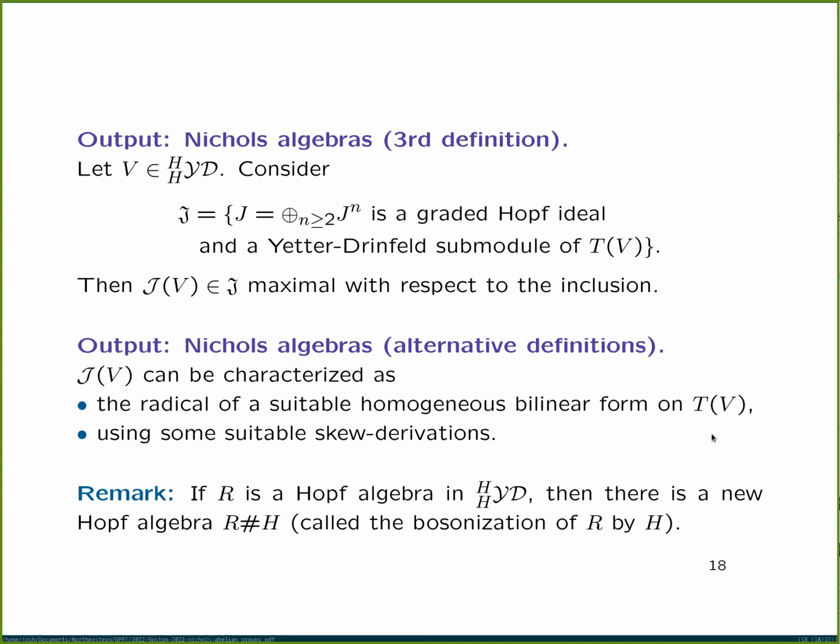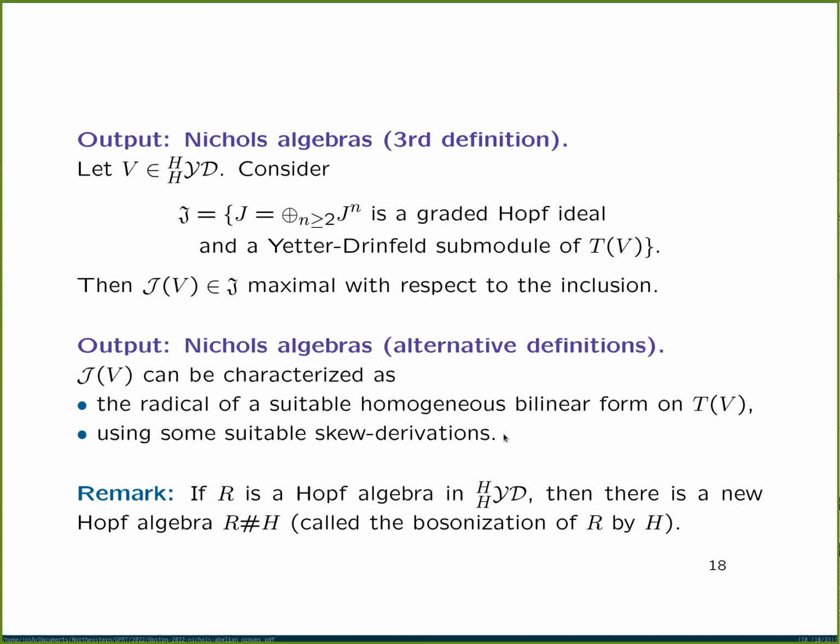There is also a way to work with suitable skew derivations. There are skew derivations on T(V), and to know whether or not an element belongs to this ideal, one decides this with the skew derivations. This is useful in practice. As I will explain later, in practice you do not use the quantum symmetrizer.